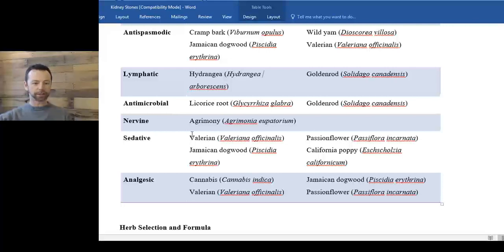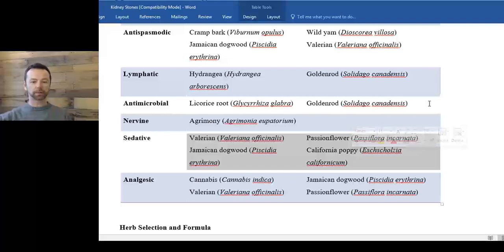And now really in this sedative category, we've got a lot of our fairly heavy hitters in terms of herbs we use as sedatives. Valerian, Jamaican dogwood, passiflora a little lighter, and then California poppy. You could use all of these together if you wanted. The one that's not in here, of course, is cannabis. That's really another large step up in terms of its analgesic action.